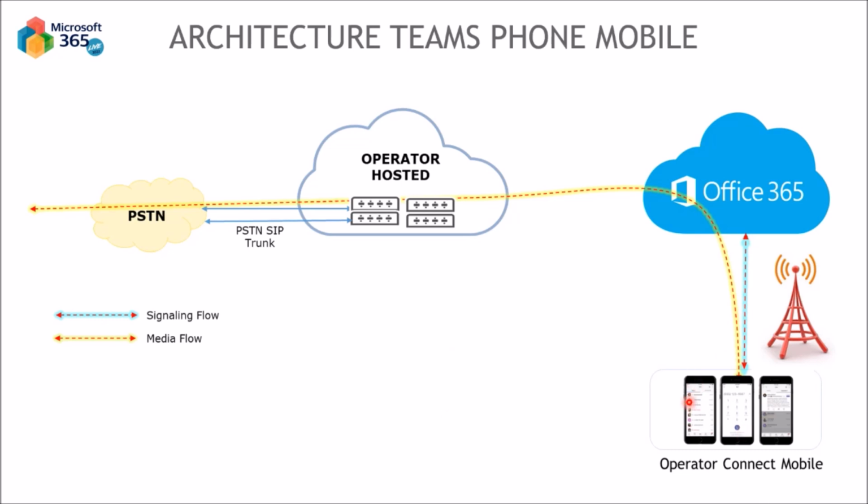The architecture for Operator Connect Mobile or Teams Phone Mobile remains really simple. You'll have SIM enabled devices or eSIM enabled devices. You'll have the Teams application on the device. Even if the Teams application is not available on the device, you can still use the functionality. You can still make PSTN calls using your regular dial pad. You don't need to have internet connectivity. Without internet, your PSTN calls can be made.